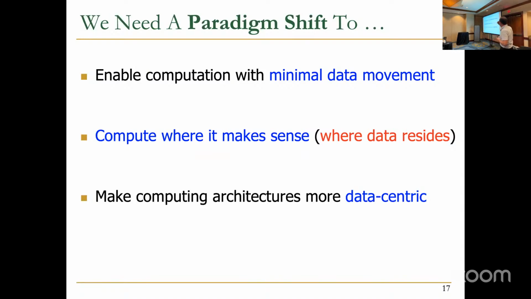But essentially, we would like to enable computation with minimal data movement as much as possible, computing where it makes sense, where data resides. This could be in memory, in storage, in the sensor, or where the data is traveling in the interconnects, essentially everywhere. We want to enable the capability of computation everywhere. Today, we don't have that capability except for accelerators and processors. Basically, we want to make computing architectures more data-centric.